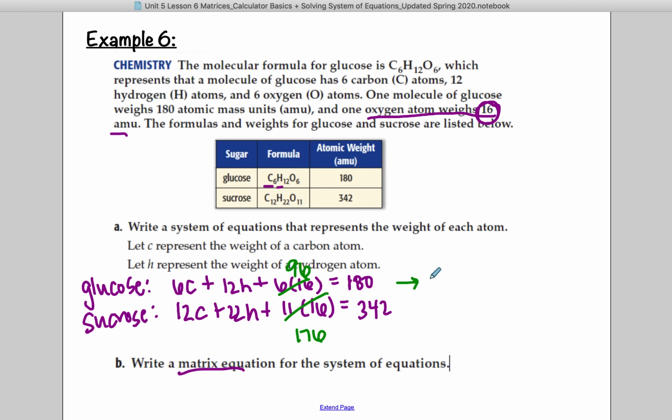So I will still have 6C plus 12H equals, I would take 180 and subtract 96 to move it to the other side. So 180 minus 96, I get 84. And then I would do the same thing with sucrose. So I would have 12C plus 22H equals 342 minus 176. You should get 166. So this is my system of equations.